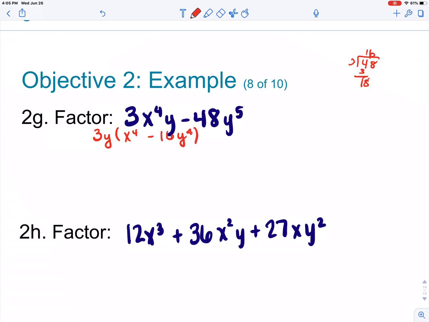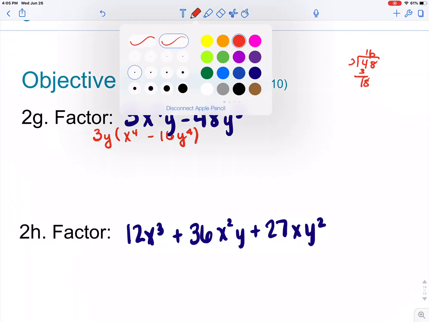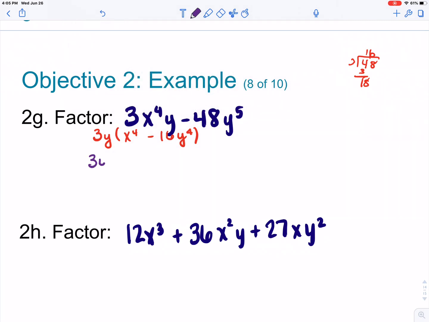Okay, so that to me looks like it's the difference of 2 cubes, so I'm going to go ahead and factor that even farther. So my answer is going to bring down my 3y. Okay, so x to the 4th would be x squared and x squared, plus and minus 16y to the 4th. That's going to be 4y squared and 4y squared. Now again, ask yourself, can you go farther? And I see an x squared minus a 4y squared. So that one I can take a little bit farther.